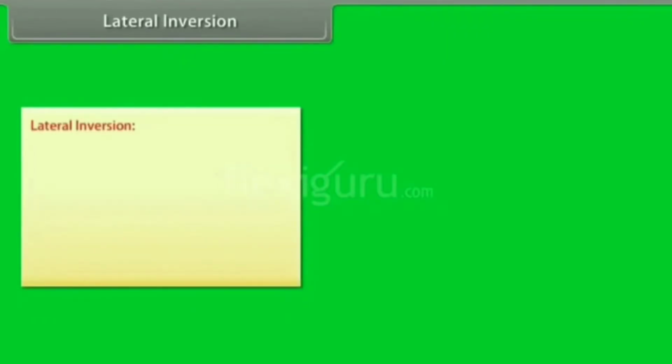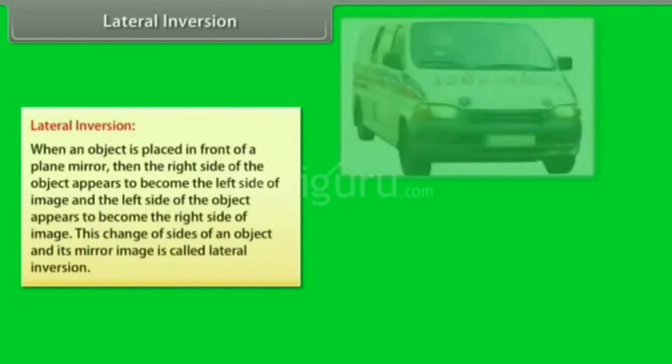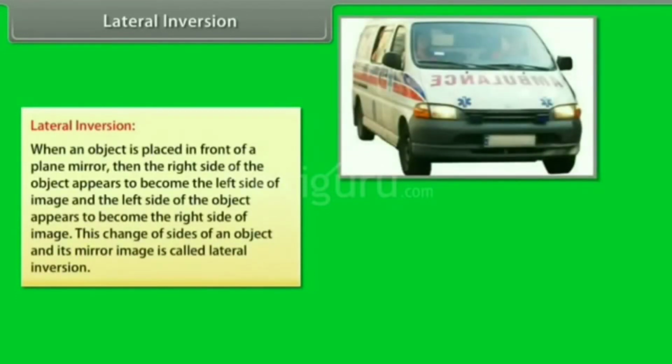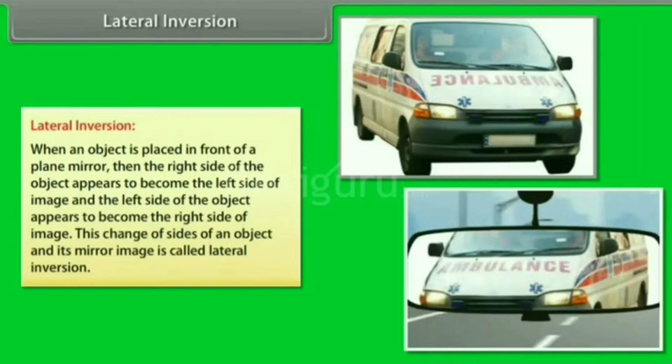Lateral inversion. When an object is placed in front of a plane mirror, the right side of the object appears to become the left side of the image and the left side of the object appears to become the right side of the image. This change of sides of an object and its mirror image is called lateral inversion.